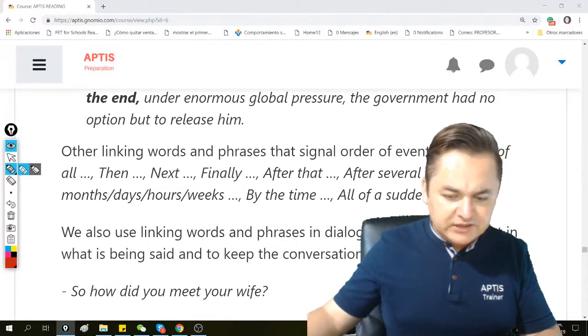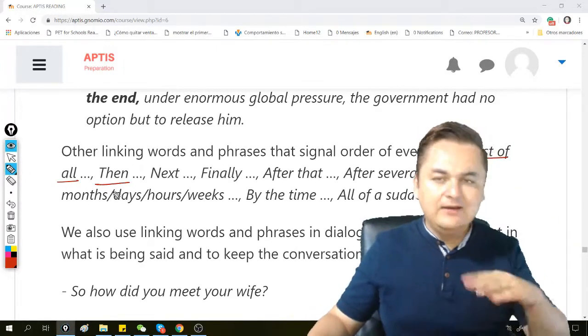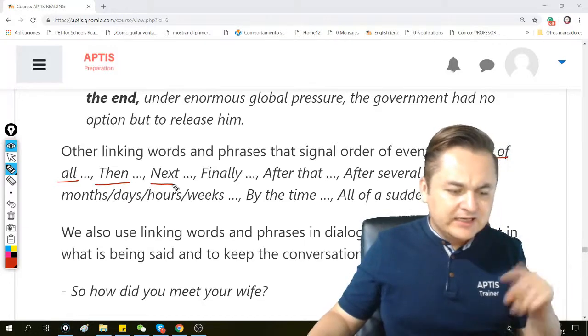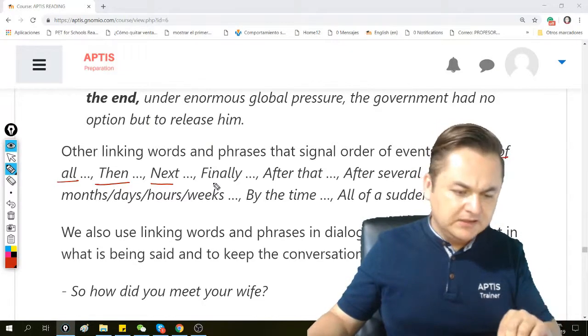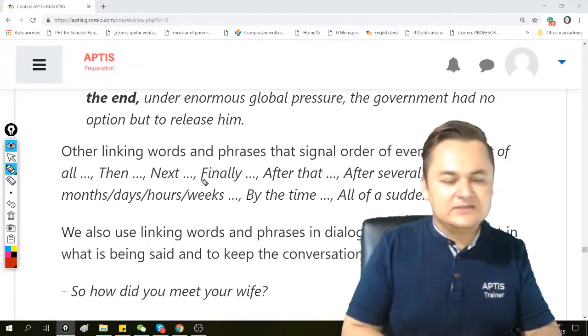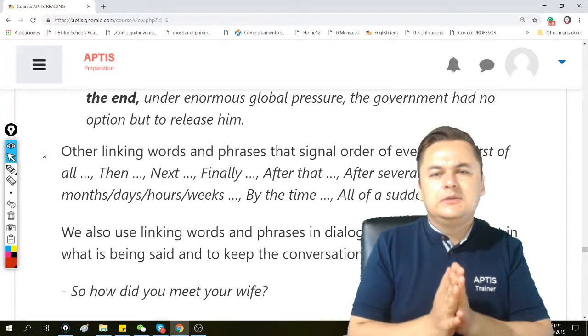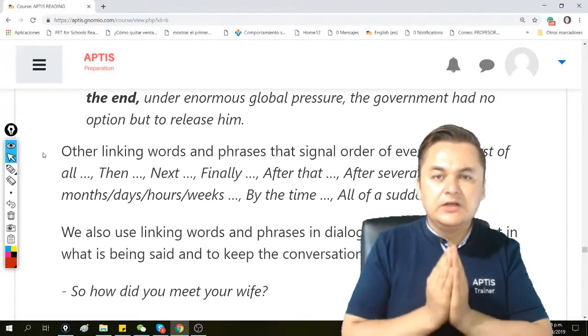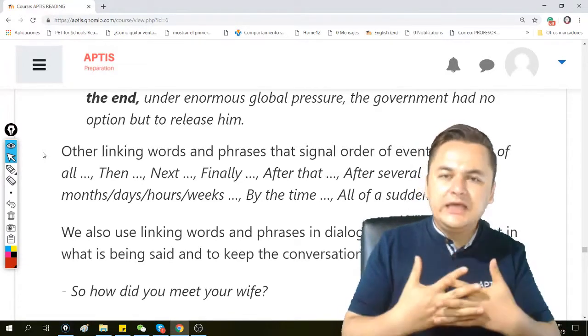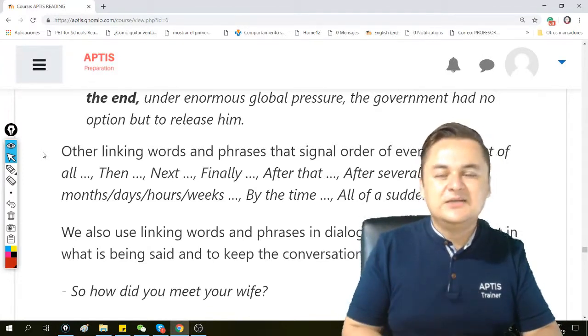Other linking words are first of all, then you say something in the past, then you add something in the past, next, you add something in the past, and finally, you conclude something in the past. So, this is the most important thing. You want to remember how narrative tenses are used and how they can be linked using these and many other linking devices.